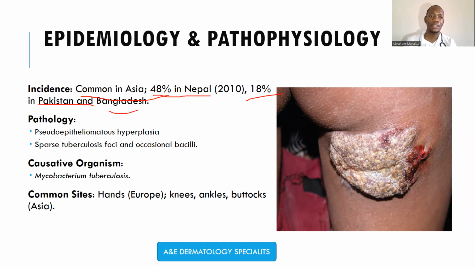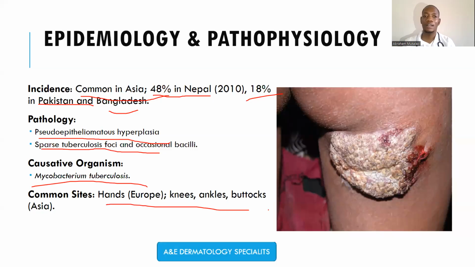So in the pathology, it will give you that pseudoepitheliomatous hyperplasia, as we see maybe in Kaposi sarcoma and all those other malignant conditions, but with past TB. So sometimes you can even fail to identify a single bacteria of TB. Usually the causative organism is Mycobacterium tuberculosis, and commonly we see infections on the hands, knees, ankles, and the buttocks.